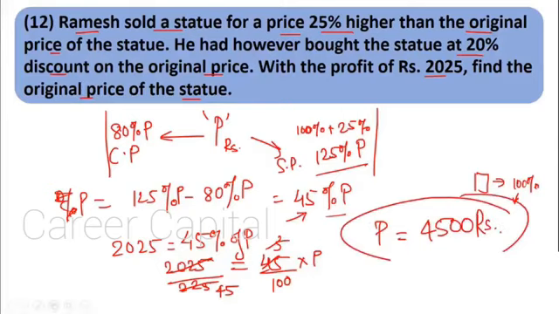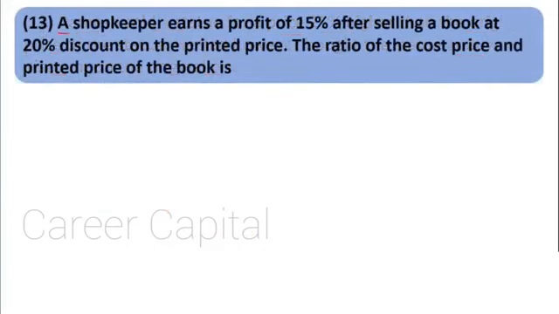Moving to question number 13. A shopkeeper earns a profit of 15% after selling a book at 20% discount on the printed price. The ratio of the cost price and the printed price of the book is, so there is a book, right, and it has some price printed on it, right. Let us assume that the printed price be PP. So PP rupees is the printed price of the book.